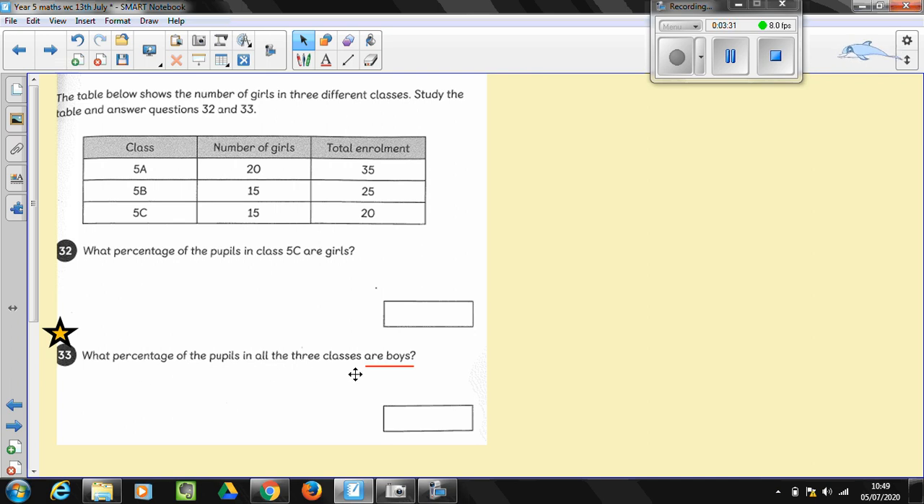What percentage of pupils in all 3 classes are boys? Remember, this table shows you how many are girls, so how are you going to work out how many are boys? And then how are you going to work that out as a percentage? Pause the video and have a go.